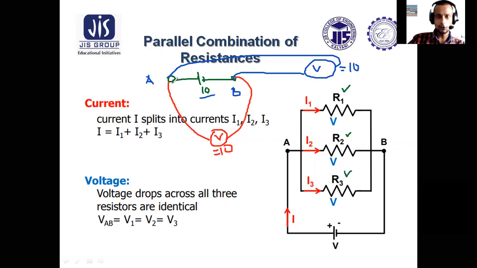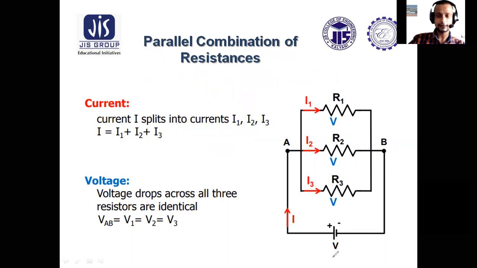Now if you use the voltmeter along this path, you will get 10 volt. If you measure voltage along this path, you'll get the same voltage, because the voltmeter is connected in between the same points, so your voltage reading will be the same. So irrespective of the path the voltmeter follows, as it is connected in between the same 2 points, the voltmeter will always show the same reading.